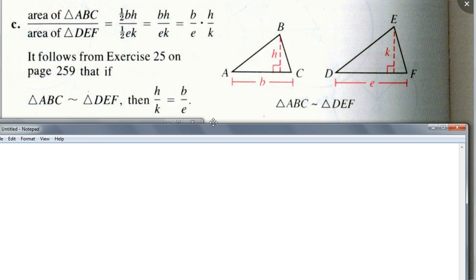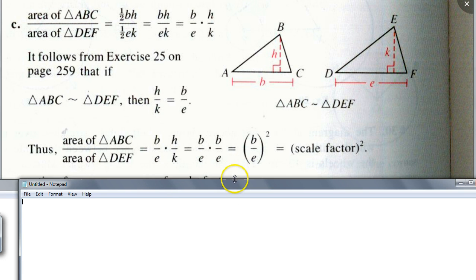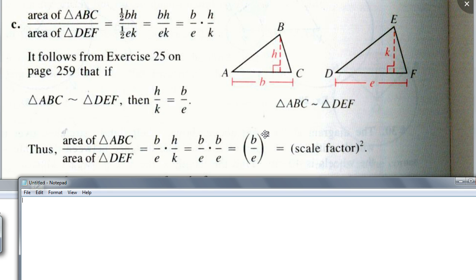Yes. Substitute it into that top equation with B over E. That's right. When we looked at the areas of the two similar triangles, we get B over E times H over K, right? Well, what is H over K? It's B over E, and when you plug it in, what do you get? B over E squared, right? Squares of their scale factor. Does that make sense? Okay, so that's sort of a proof for that theorem.